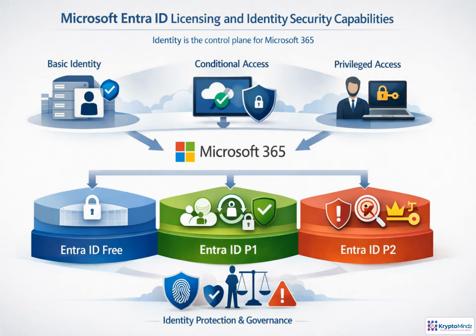Entra ID licensing follows a similar maturity path for identity security. The free tier provides the core directory, authentication, and basic account controls needed for Microsoft 365 access. P1 is where policy enforcement becomes practical, with conditional access, dynamic groups, self-service password reset, and stronger hybrid identity support. P2 adds higher risk controls, including identity protection, risk-based access decisions, privileged identity management, and deeper governance. For identity hardening, start by confirming the license tier. That determines which protections can actually be enforced.